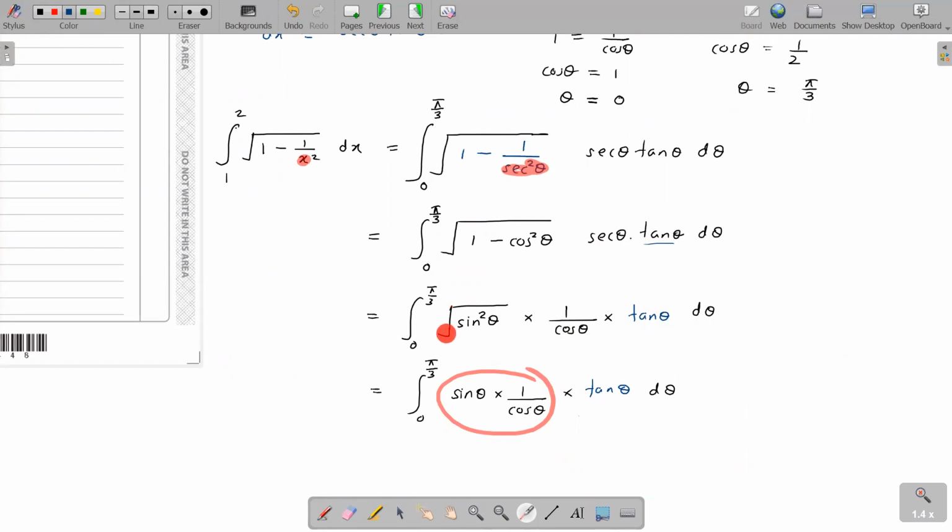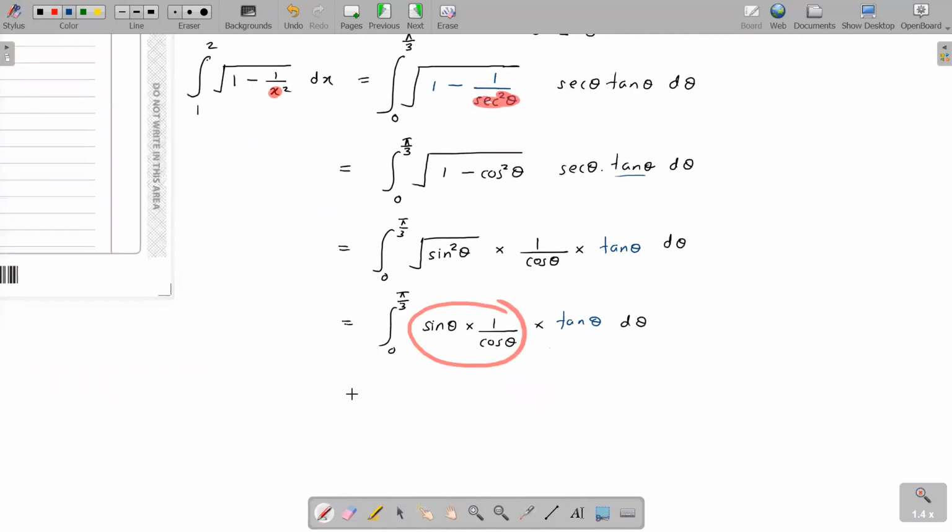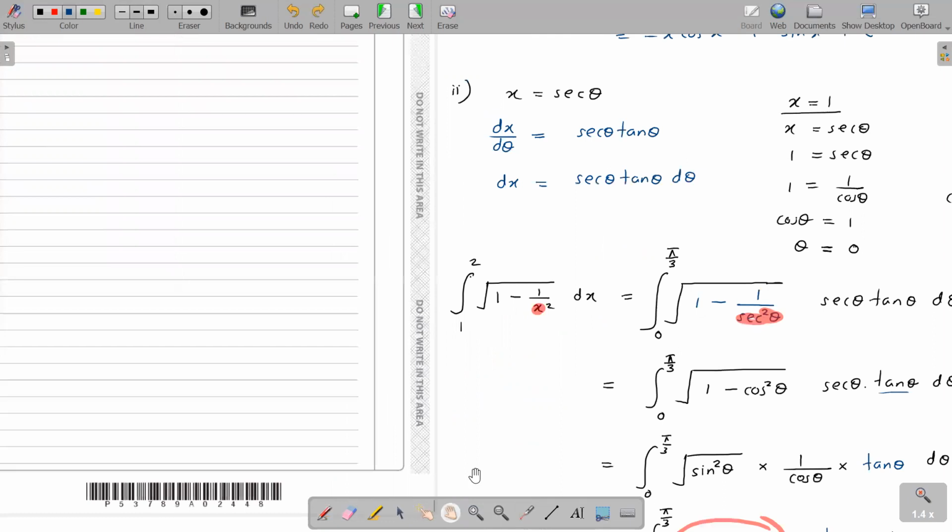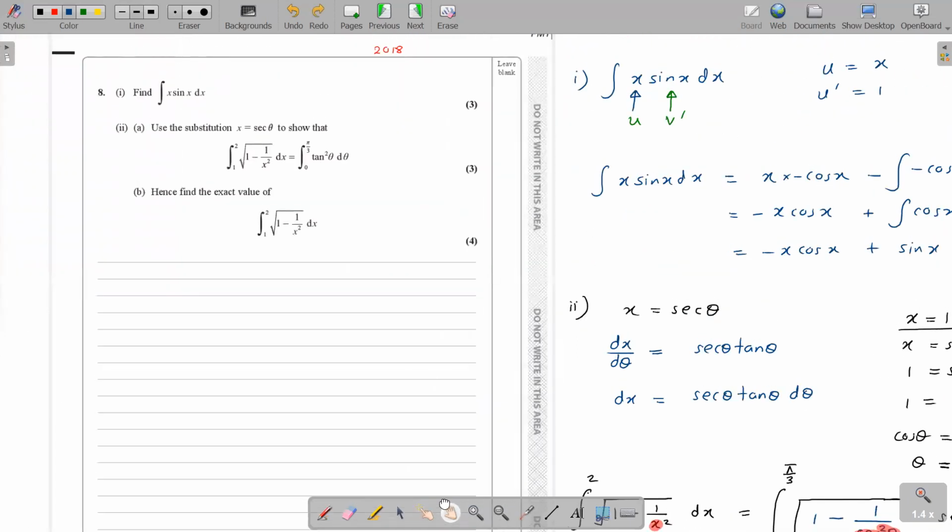Square root of sine square, you remove the power 2 with the power half. So sine into 1 over cos, that's tan. So that gives us what? Tan into tan is tan square theta d theta. And this is the show that. Can you see I get the show that? So this is the answer for part Roman number 2, part A for 3 marks. Okay, so this is part A.